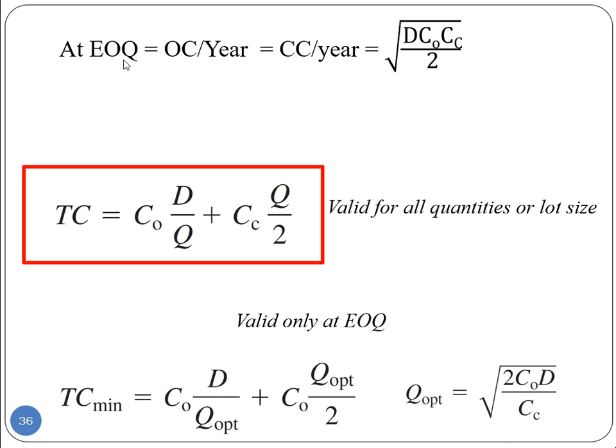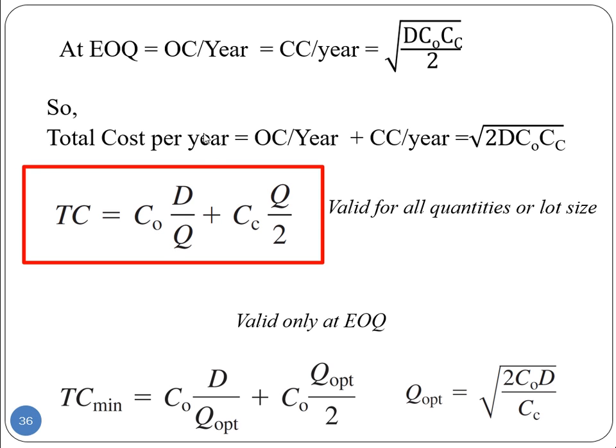Now at EOQ, ये चीज बहुत ध्यान से, very important slide. At economic order quantity, this thing we know that ordering cost per year is equal to the carrying cost per year. And the formula we can easily derive, that is demand, ordering cost multiplied by the carrying cost divided by 2, under root this thing, okay? और यहीं से अपने पास total cost ये आ गई थी.